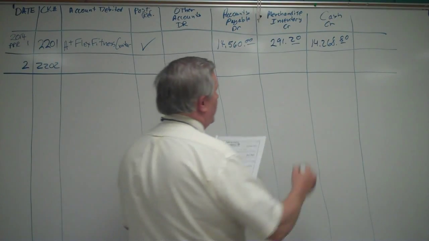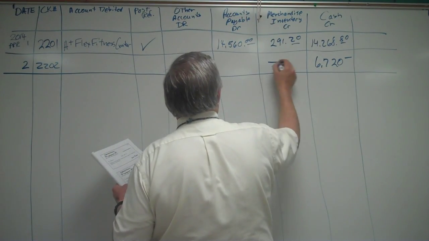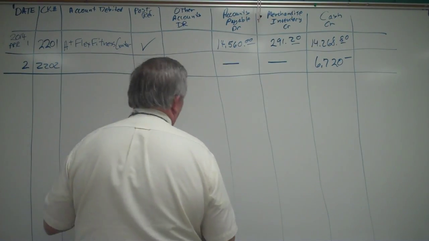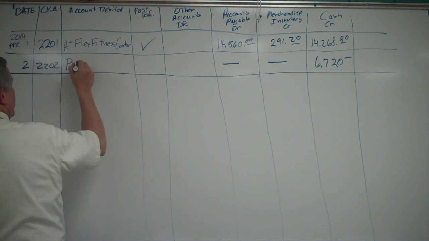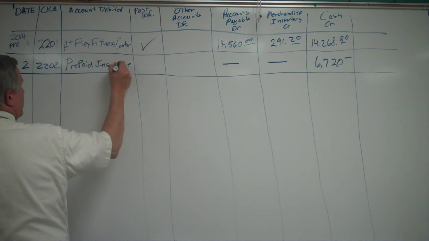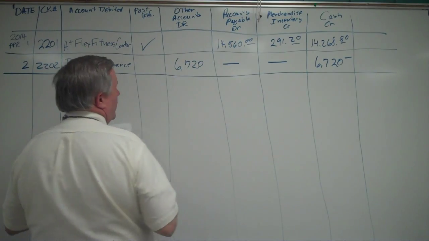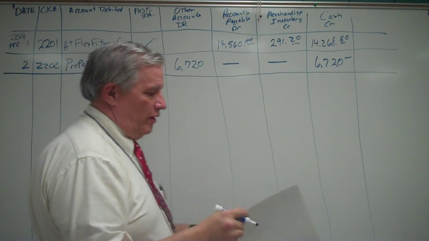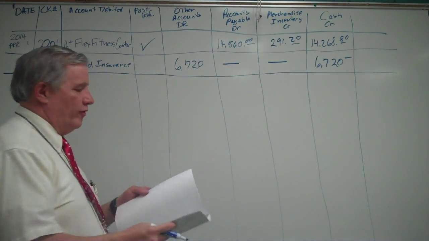The cash amount is $6,720. No cents. There is no merchandise inventory. There is no accounts payable. What am I going to do? It's prepaid insurance. So I'm going to put here the general ledger account, prepaid insurance, 6,720. Since there is no account name up here, it's just plain old other accounts, I've got to go to the general ledger, and I'm going to find prepaid insurance.